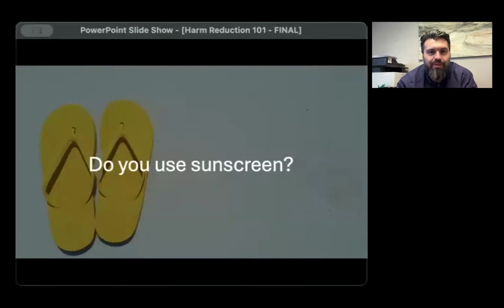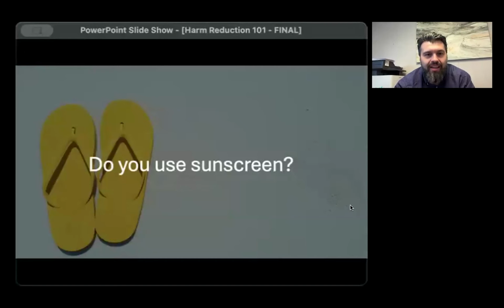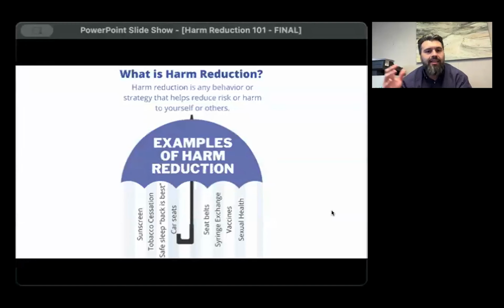I see some people raising their hand. Yeah, I see a couple folks saying yes. All right. So I think the big thing about harm reduction is some people are like, I don't know how to approach this, right? Like, what is harm reduction? And for the most part, many providers may not realize that you actually talk about harm reduction, more than likely, a lot in your clinical practice. And sunscreen is just one of those examples, right?